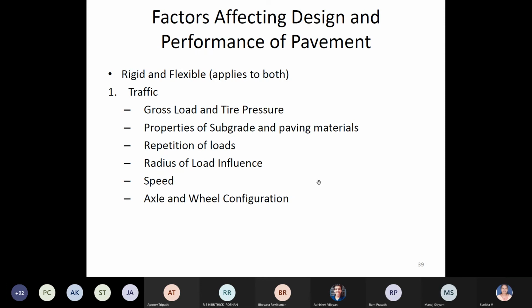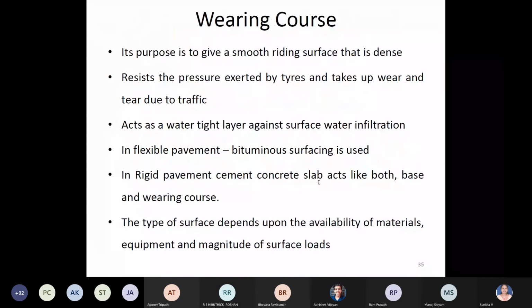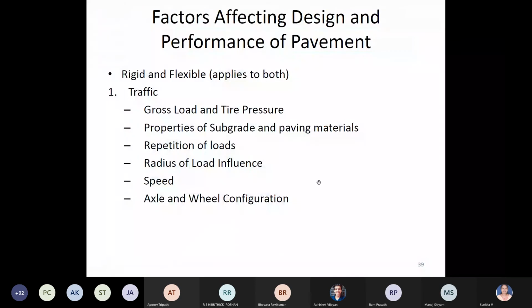Then traffic also, there are many things you have to consider, like the load on the pavement, tire pressure, then the properties of the subgrade and paving material, repetition of load, meaning the number of vehicles, then radius of load influence, speed, axle and wheel configurations, etc. This I'll take in the next class.